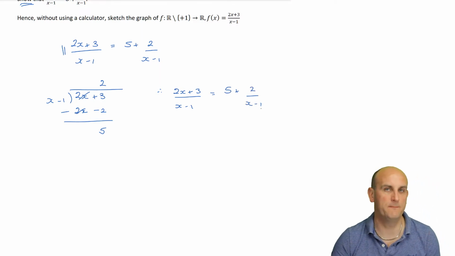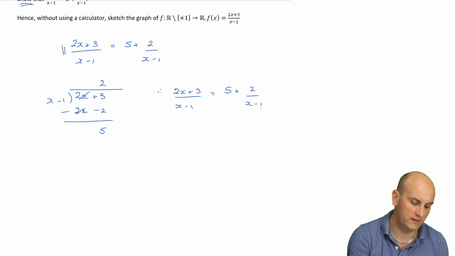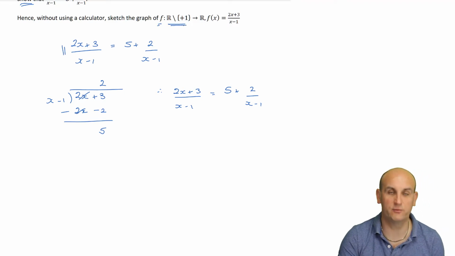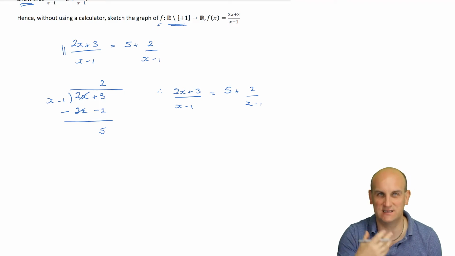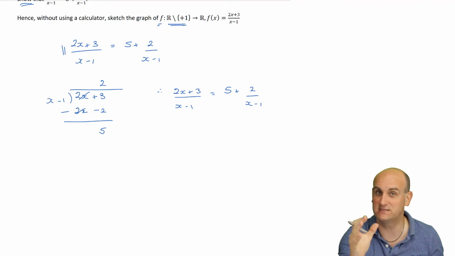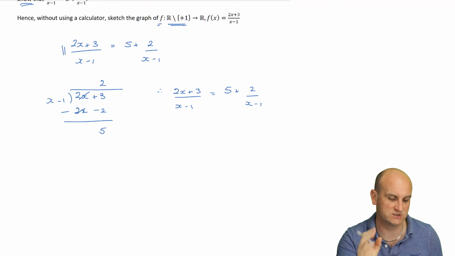So that's normally a 1-mark question. Then it will go on to say, hence, without using a calculator, sketch the graph of this function here that's defined for real x but not 1. Now, why is it not 1? This is our function notation. So do you see what we're doing now? We've had polynomials with some division. Then we've changed track. We've gone back to function notation. Then we're going to try and put that together with drawing or sketching this graph.